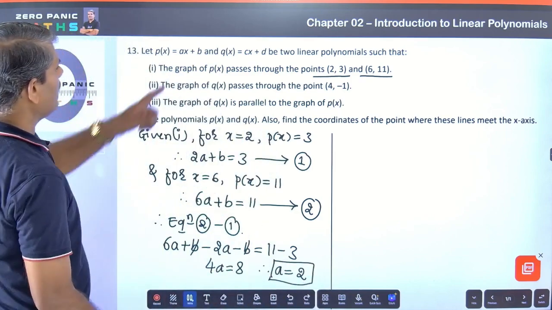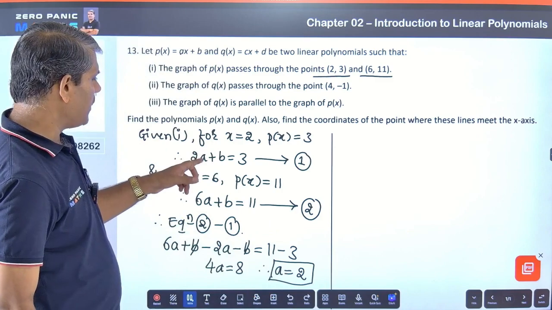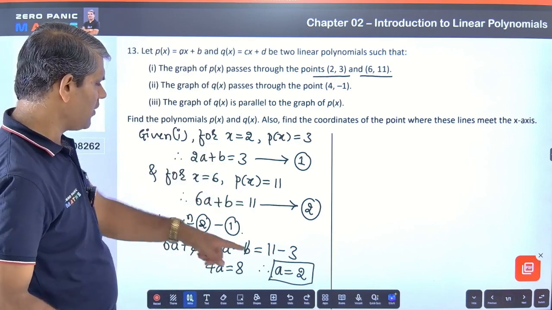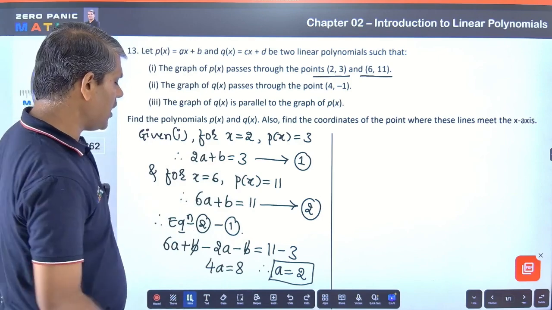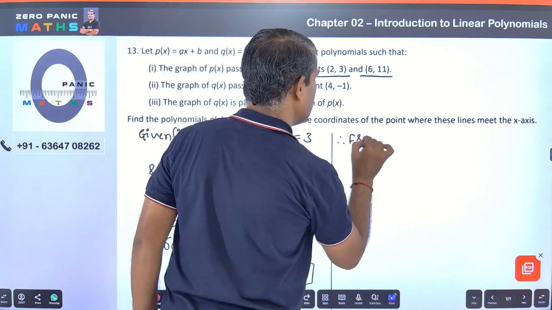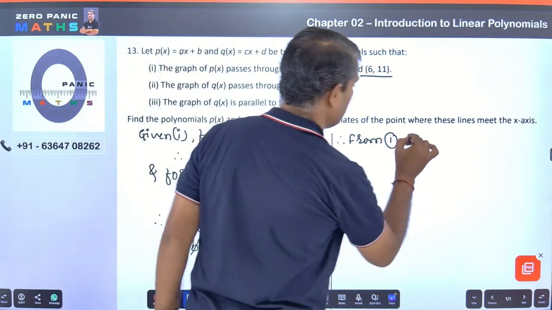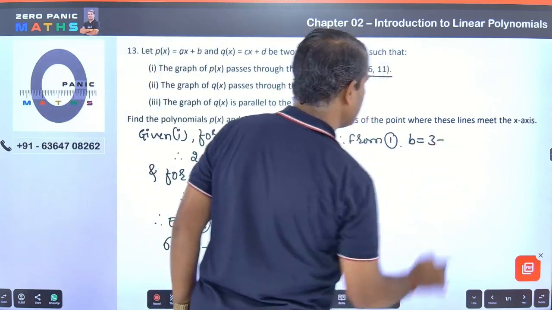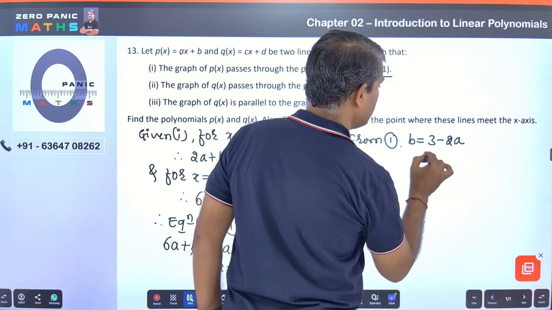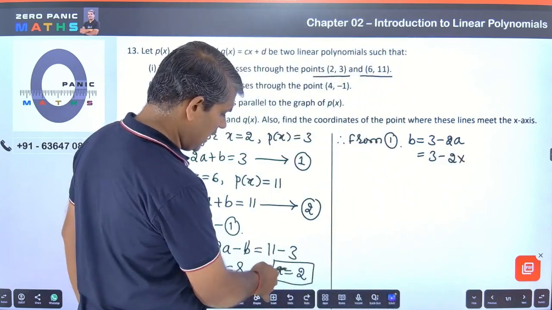One value from this a we got it. So now if I substitute the value of a, 2, in equation 1, I can get the value of b. Or in any one of these equations you can substitute, you are going to get the similar value. Now substitute in equation 1. So from equation 1, b is equal to 3 minus 2a. I'm taking 2a to that side. b is equal to 3 minus 2a. Let us substitute the value of a, that is 2.